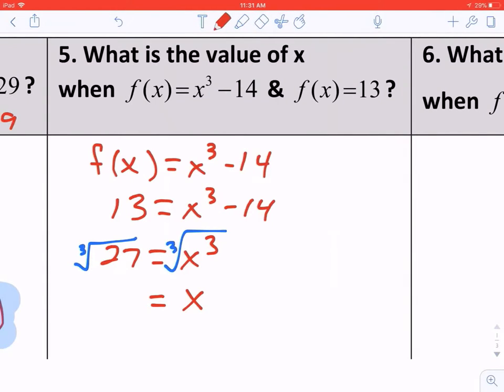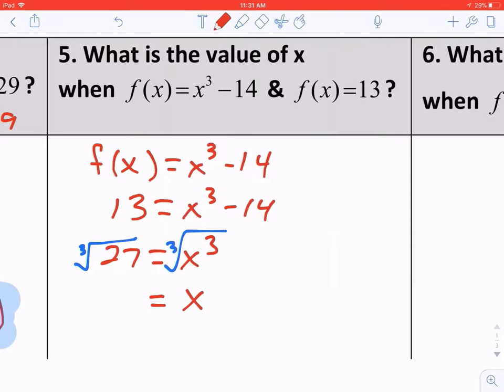What's the cube root of 27? Let's say you're not good at cubes. That's cool. Pick a number like 1. What's 1 times 1 times 1? That's 1. It's not 27. 2 times 2 is 4, times 2 is 8. That's not 27. Let's try 3.